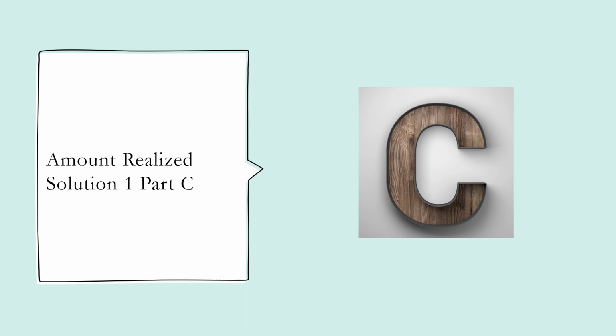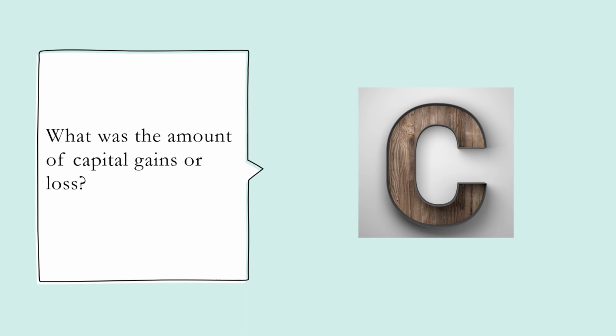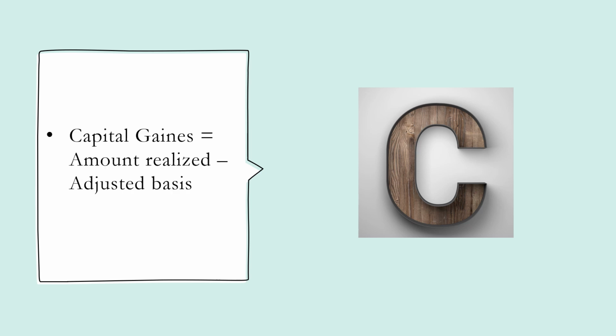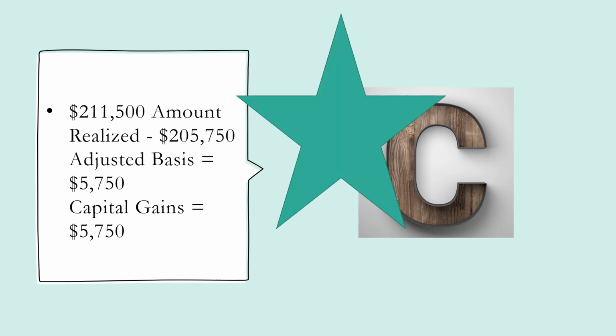Part C. What was the amount of capital gains or loss? Capital gains equals the amount realized minus the adjusted basis. So we have $211,500 amount realized from the sale minus $205,750 as the adjusted basis to equal $5,750 as capital gains.